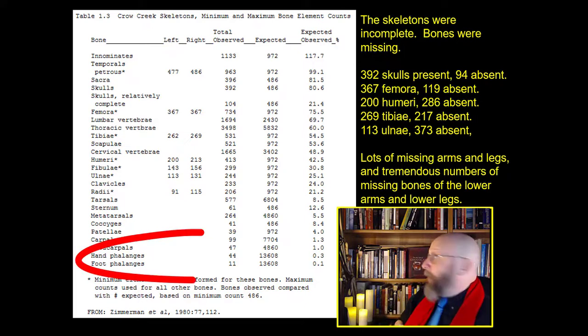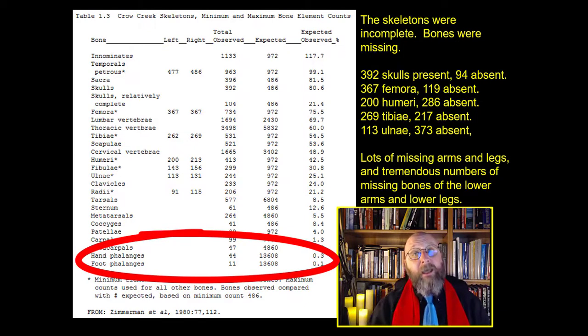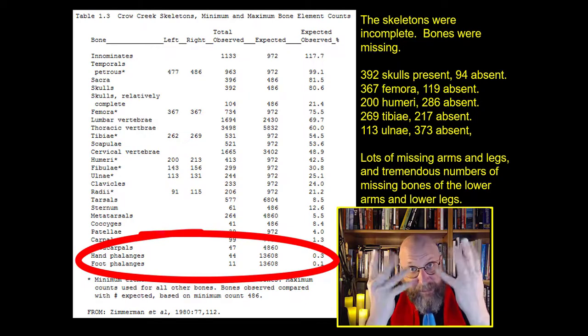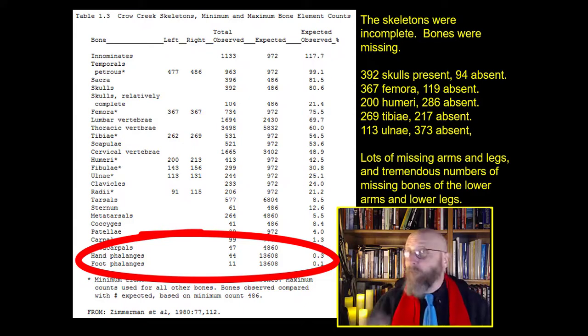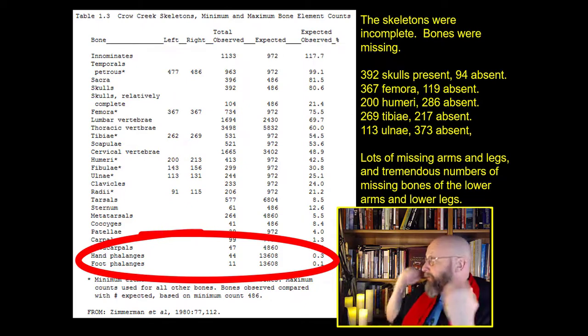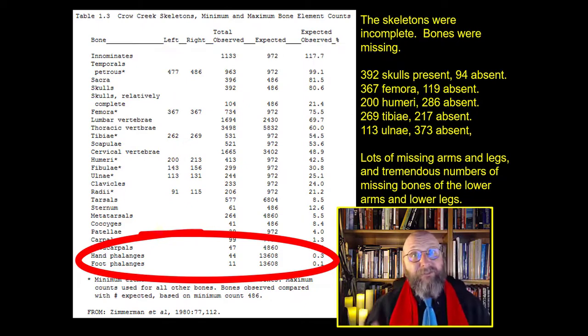Look at the data at the bottom. They only documented 44 hand phalanges. There should be over 13,000 of these bones. They only found 44 of them. In other words, 99.7% of the hands are gone. They're just missing. And the greatest disparity was again found with feet.